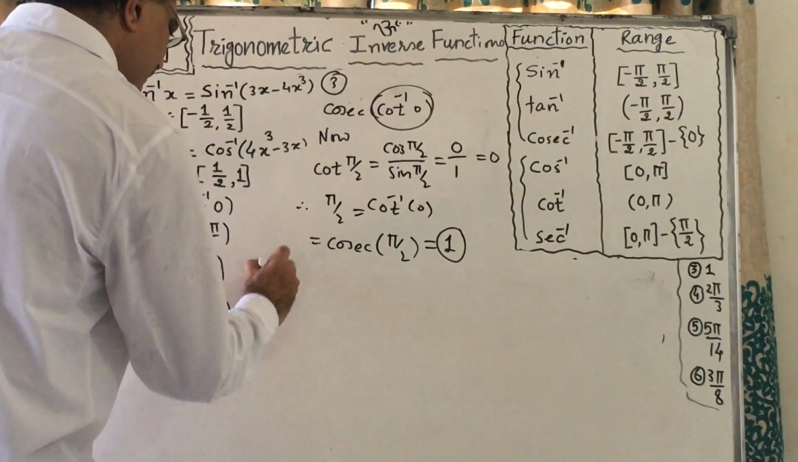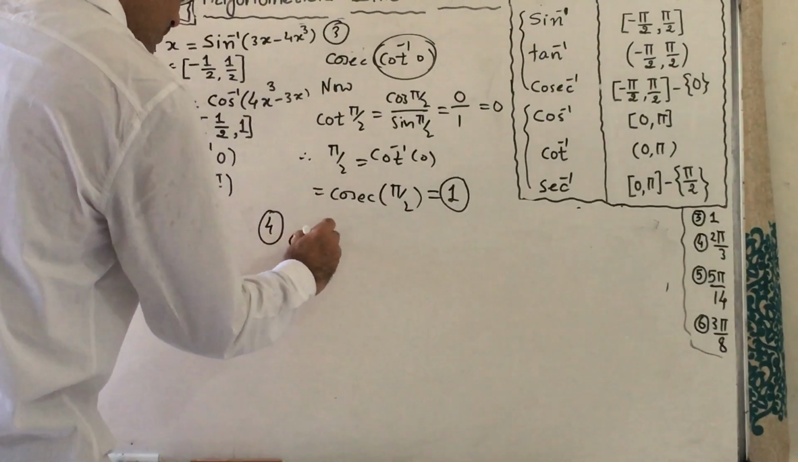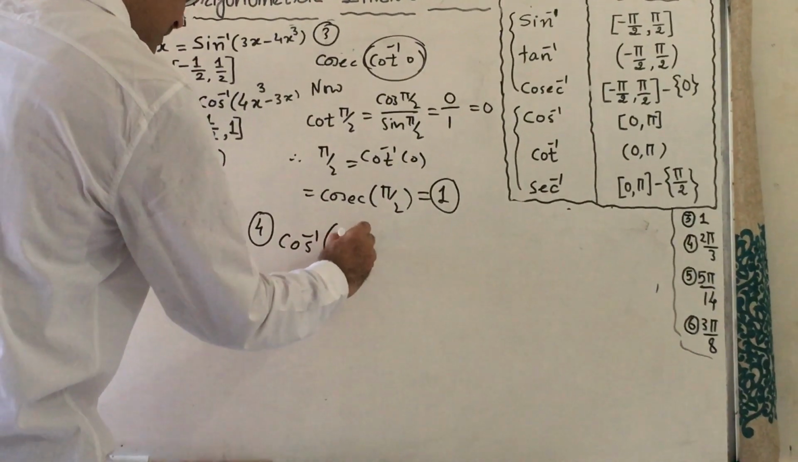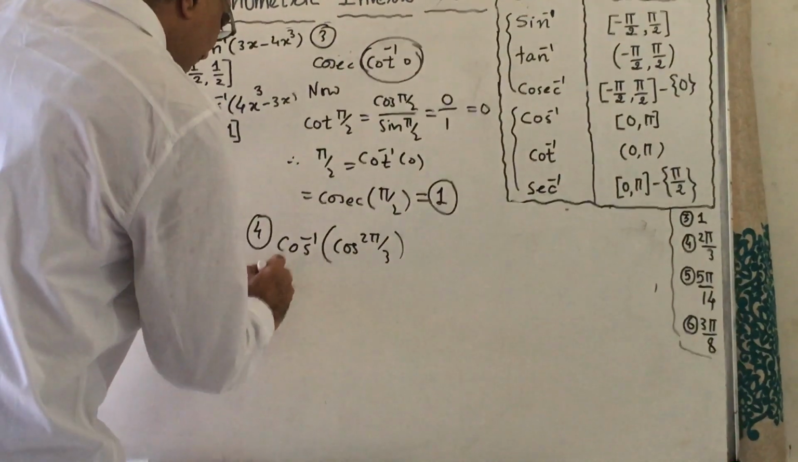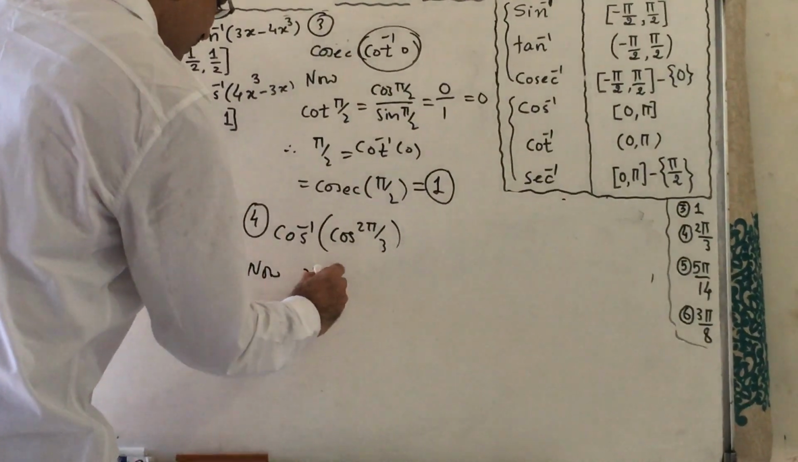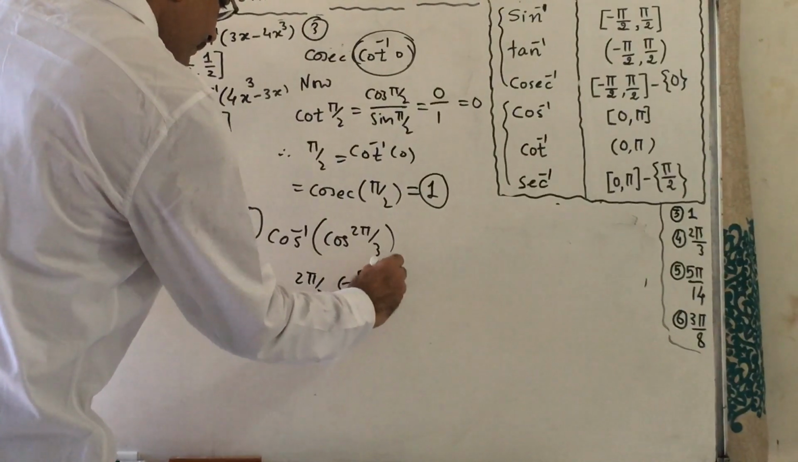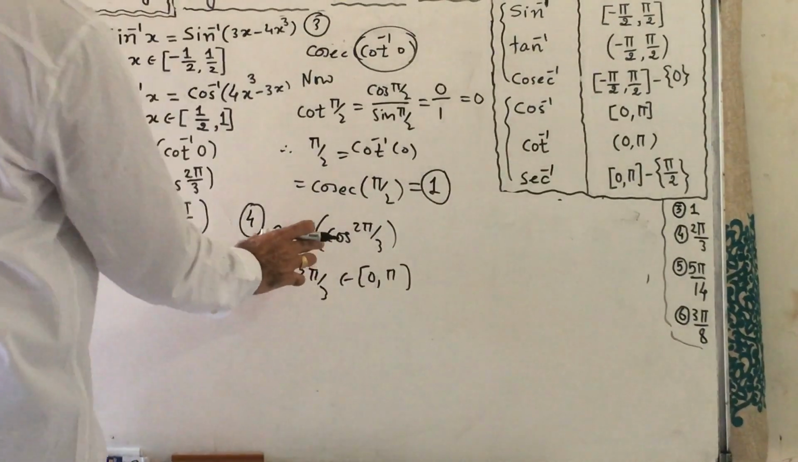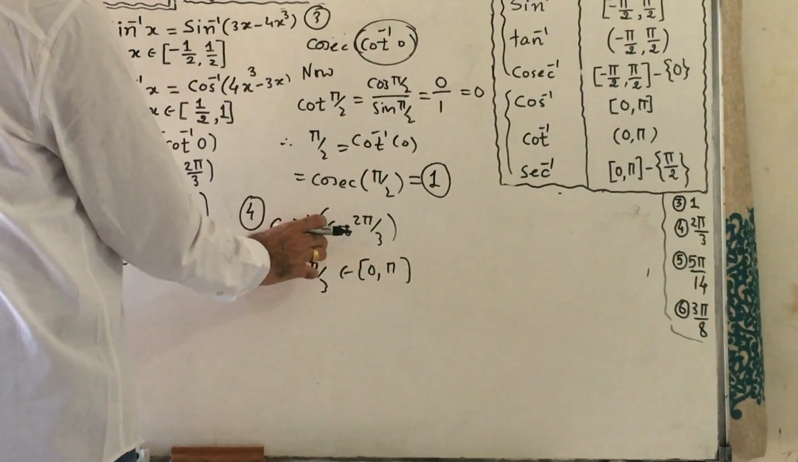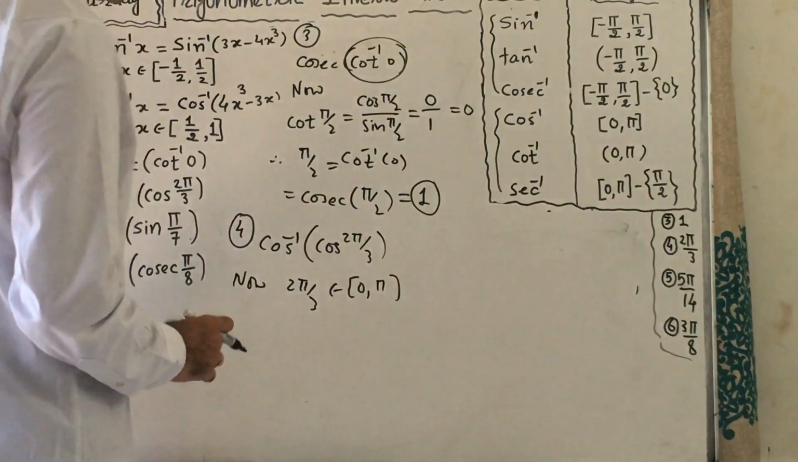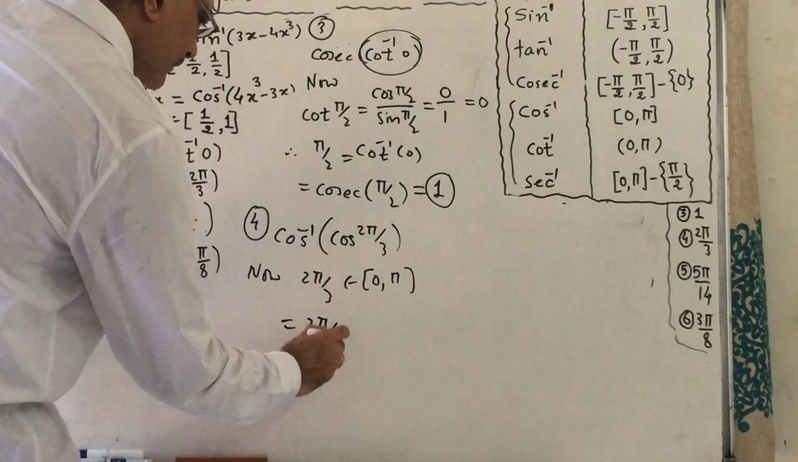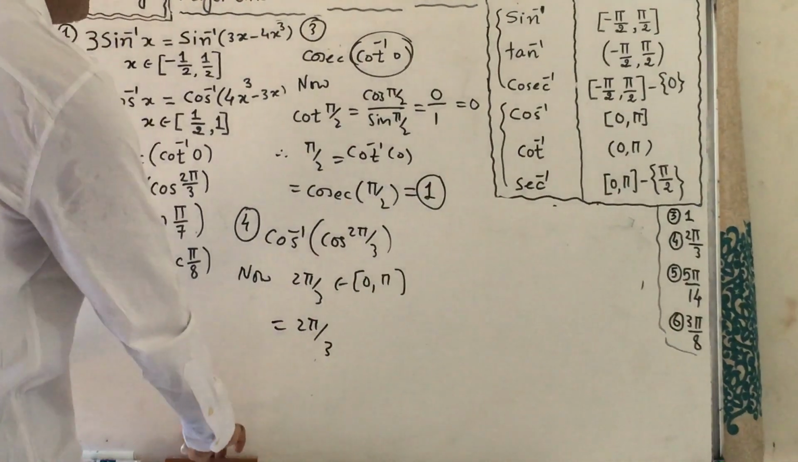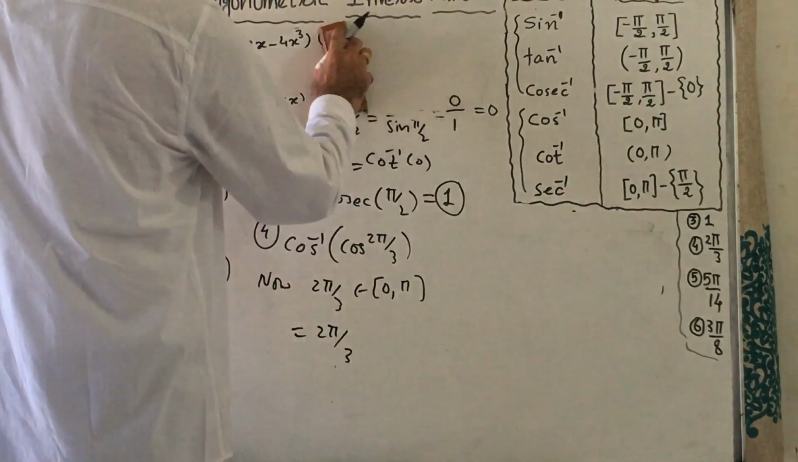Now fourth, cos inverse of cos 2 pi by 3. Now 2 pi by 3 is in the range of cos inverse. So the composition of the inverse function and the function itself will give the identity function. So the answer is 2 pi by 3.